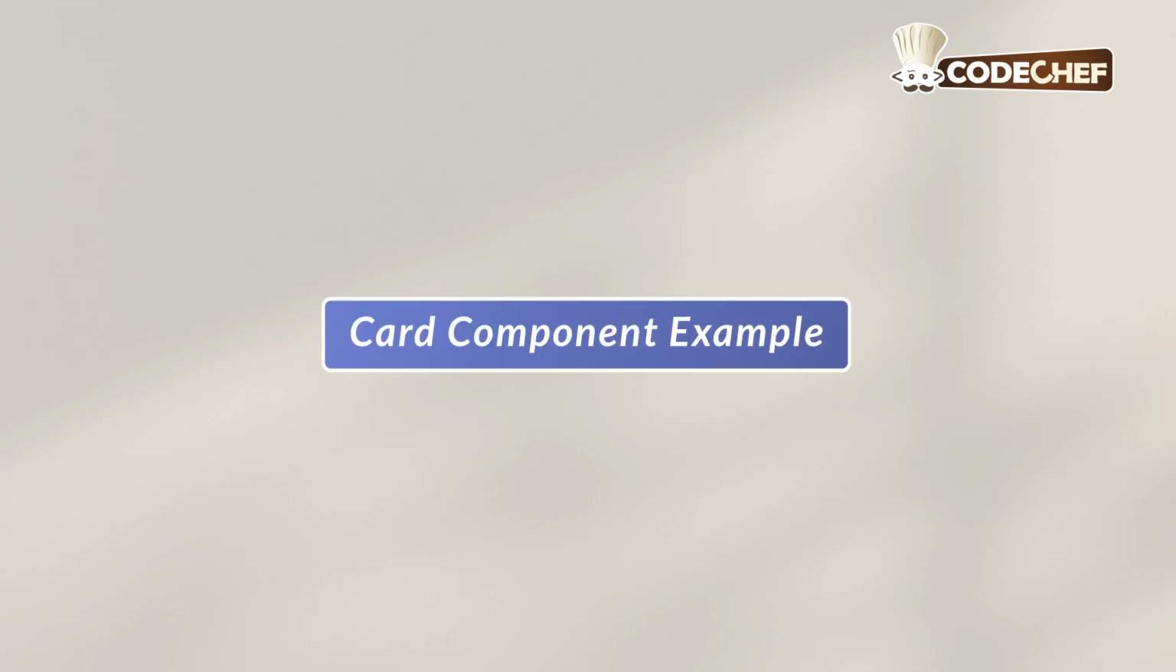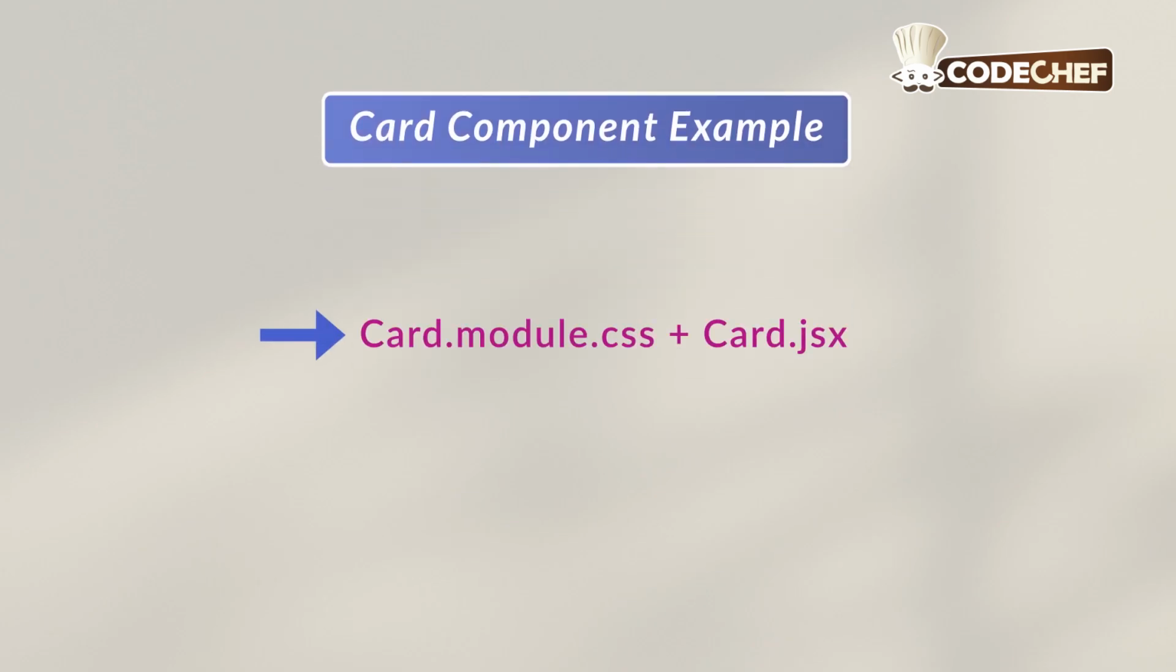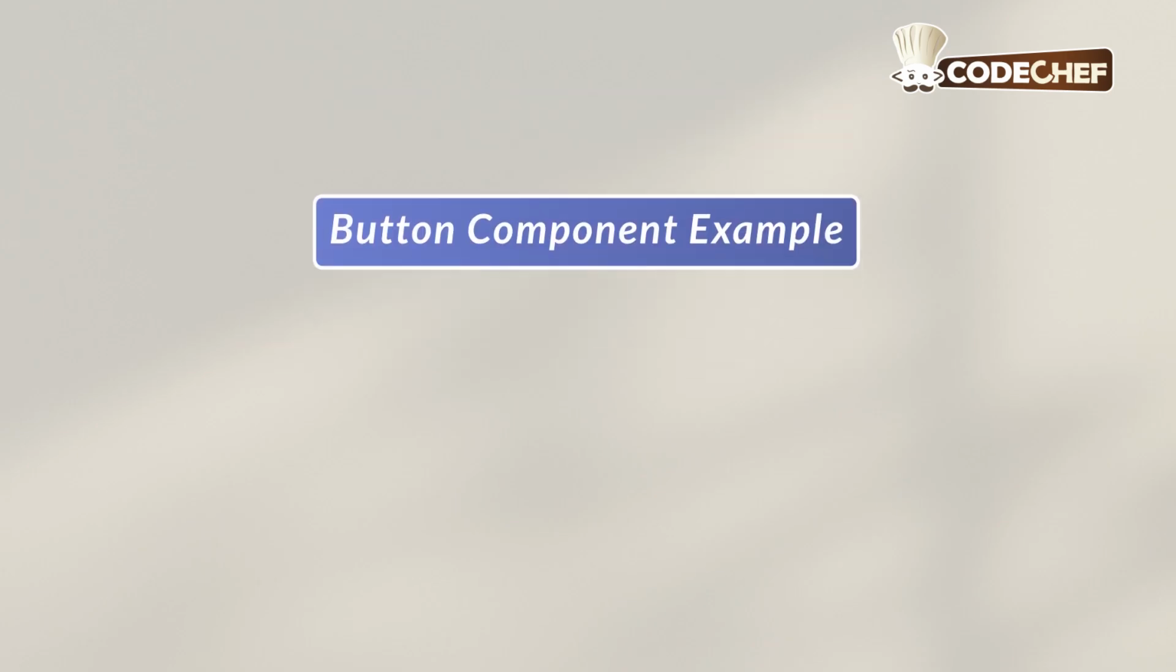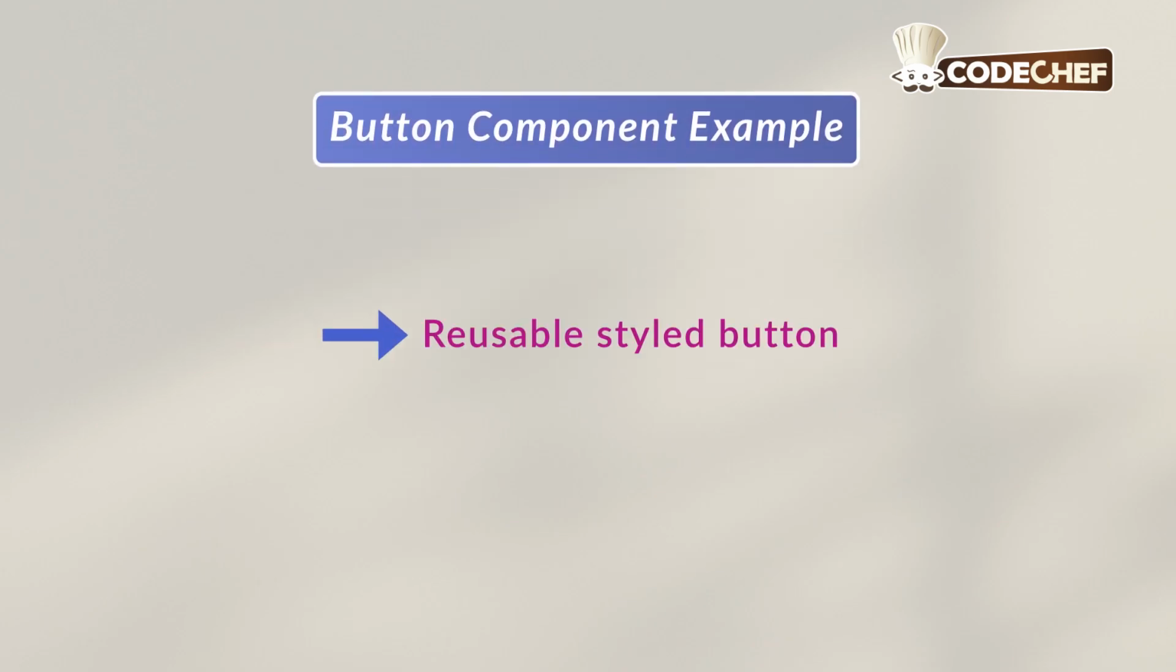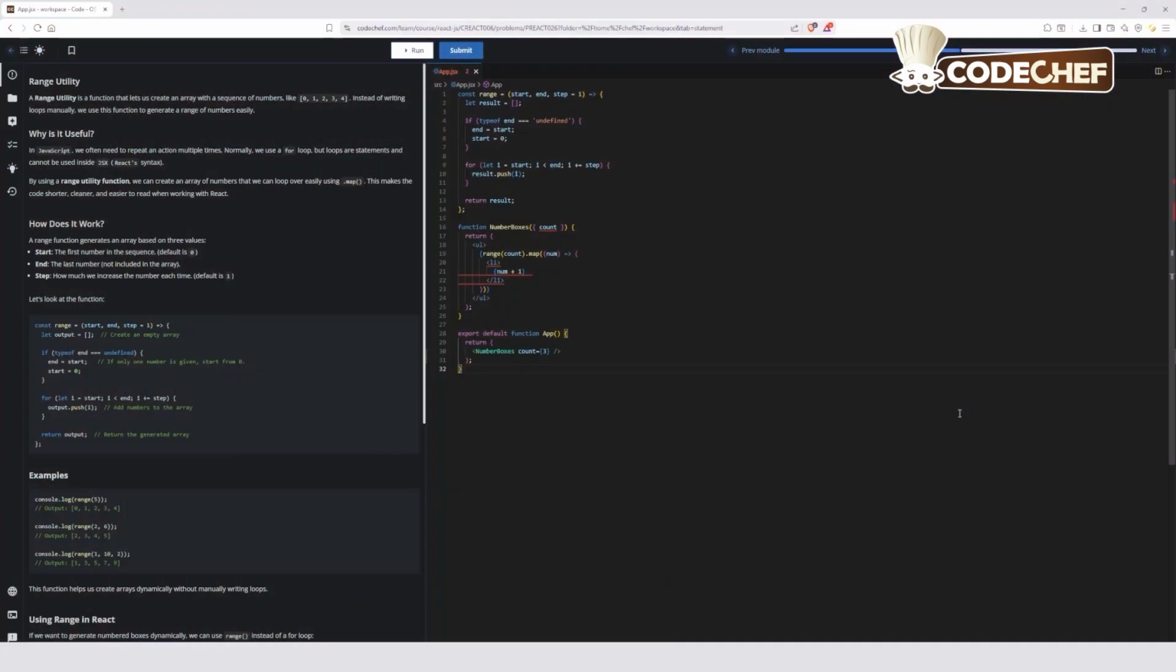So in this example, we create a card component using CSS Modules. When we import a CSS file, React gives us a style object. This ensures the styles apply only to this component and nowhere else. CSS modules work especially well for reusable components like buttons. We can safely reuse the button across the app without worrying about style conflicts. So let us walk through this code step by step and understand how everything connects. That is, how we can use a range utility in a function.